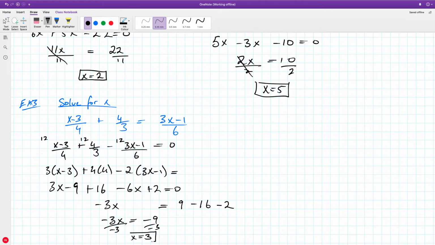Where did you go wrong, Julianne? Your signs. Alright, small mistakes. Right, have a go at this with me. Same thing again. It's grand, we're nearly there, we're just making small mistakes. X plus 2 over 4 plus x minus 3 over 2 is equal to a half.